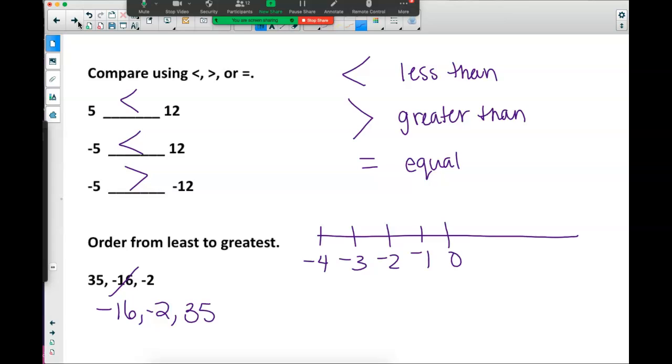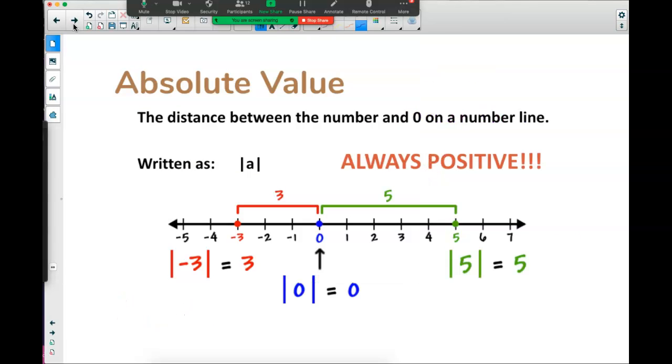Okay, you're going to have to do some comparing and ordering of numbers that way. Then, the big thing we're going to talk about today is absolute value. Put this in your notes. Okay, absolute value is the distance between the number and 0 on a number line.